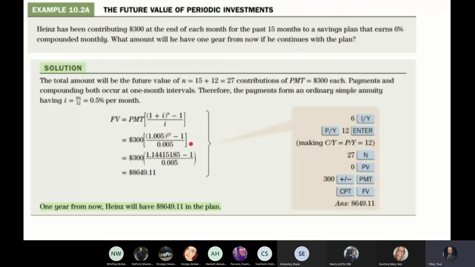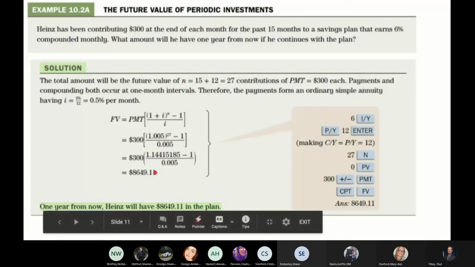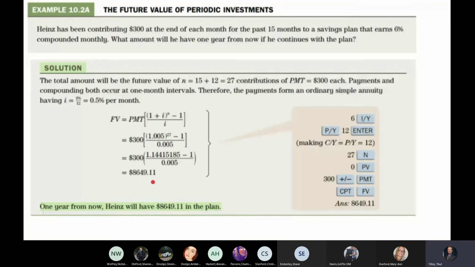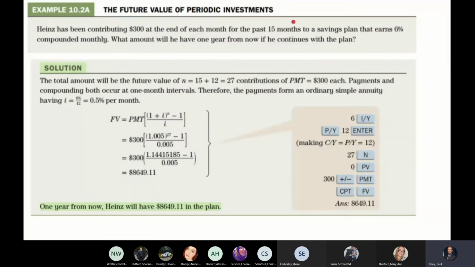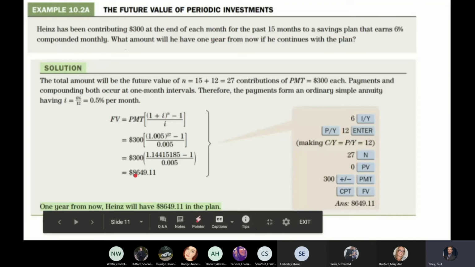We throw all that through our calculator, or Google, as I prefer to do, because Google allows me to see it all put up there, and we will get $8,649.11. So effectively, all that's saying is that after 15 plus 12 months, 27 months of paying $300 a month and earning 6% compounded monthly, it will value up to $8,649.11.